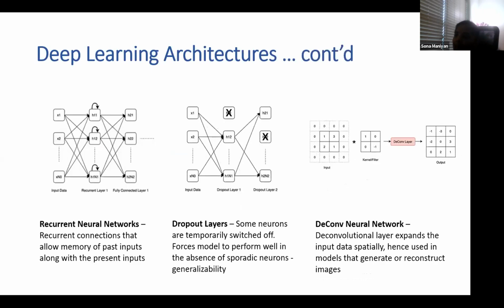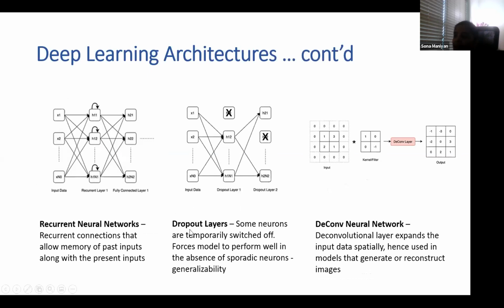And then there are the recurrent neural networks. What happens in the recurrent neural networks is the connections allow memories of the past inputs, which you can see with this little arrow that's turning back inward. And this is used quite a bit with natural language processing.